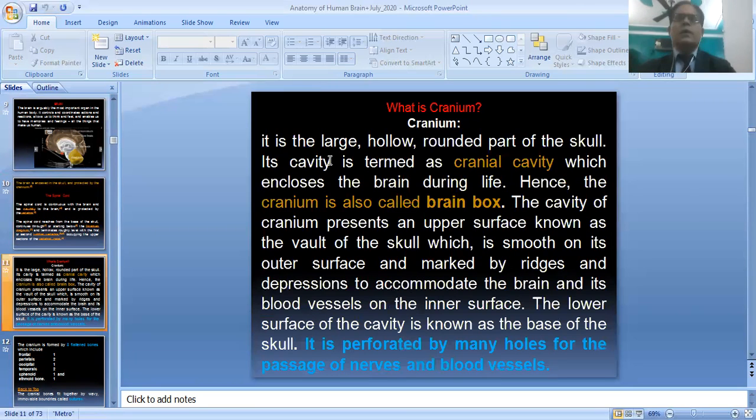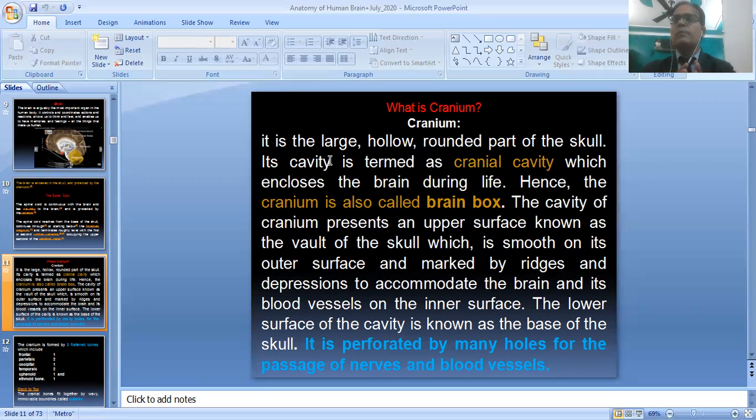Got it? It is a large, hollow, rounded part of the skull. Its cavity is termed the cranial cavity, which encloses the brain during life. Hence, the cranium is also called the brain box.